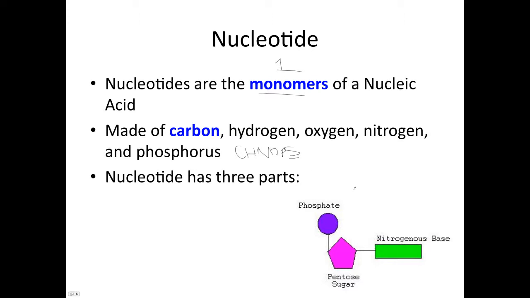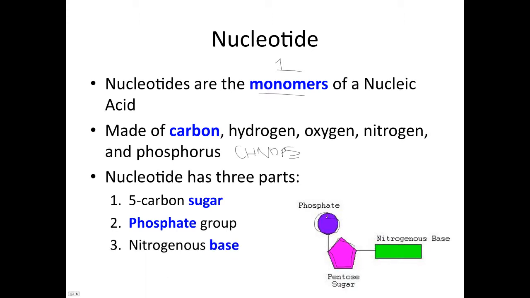A nucleotide has 3 parts, and you can see them here. The first is a 5-carbon sugar, also known as a pentose sugar, because pent means 5. There's also a phosphate group attached, which contains phosphorus, and it has a nitrogen base. We're going to see that DNA has 4 types of nitrogenous bases, A, T, G, and C, which all stand for the bases.